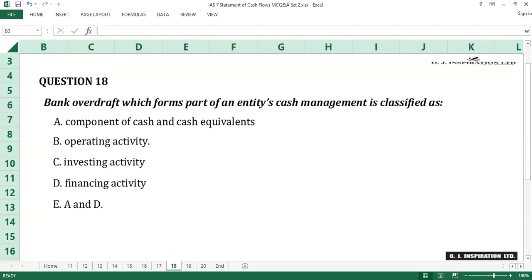Question number 18. The answer to question number 18 is A, component of cash and cash equivalents. Bank overdraft is a component of cash and cash equivalents when it is repayable on demand and forms part of an entity's cash management. A is the answer to question number 18.